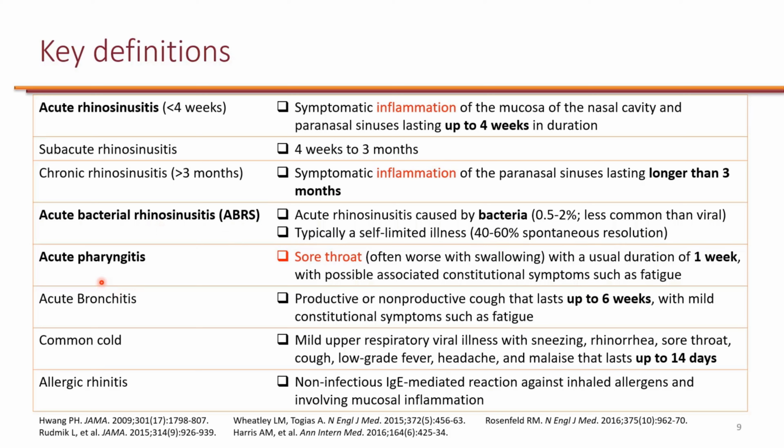And then we have acute pharyngitis, which is primarily sore throat that usually lasts 1 week. There's also acute bronchitis, which is the productive or non-productive cough that lasts up to 6 weeks. There's the common cold, which is mild upper respiratory viral illness that usually comes with sneezing and rhinorrhea. And of course, we have allergic rhinitis, which is a non-infectious immunoglobulin-mediated reaction against inhaled allergens.